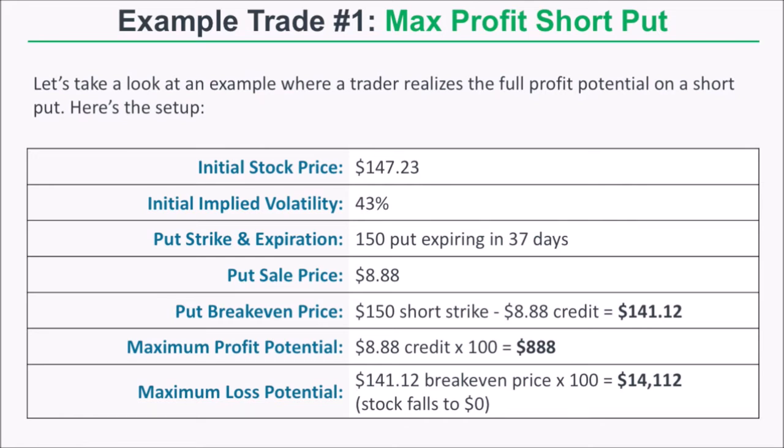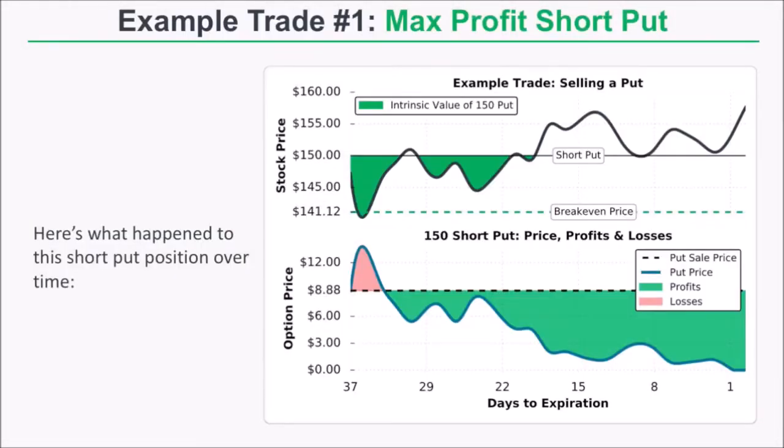Let's go ahead and take a look at this short put position through time as the stock price is moving. On the top portion of the graph, we're looking at the stock price changing relative to the short put strike price and the short put's break-even price. And on the bottom graph, we're looking at the price of this 150 put. As we can see here, the stock price fell through the break-even price initially, and the short put's price increased from $8.88 to just around $13.